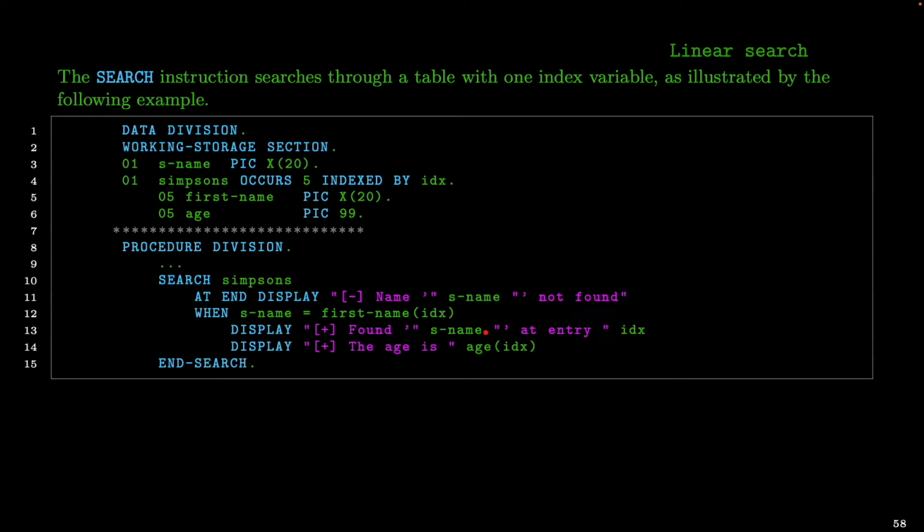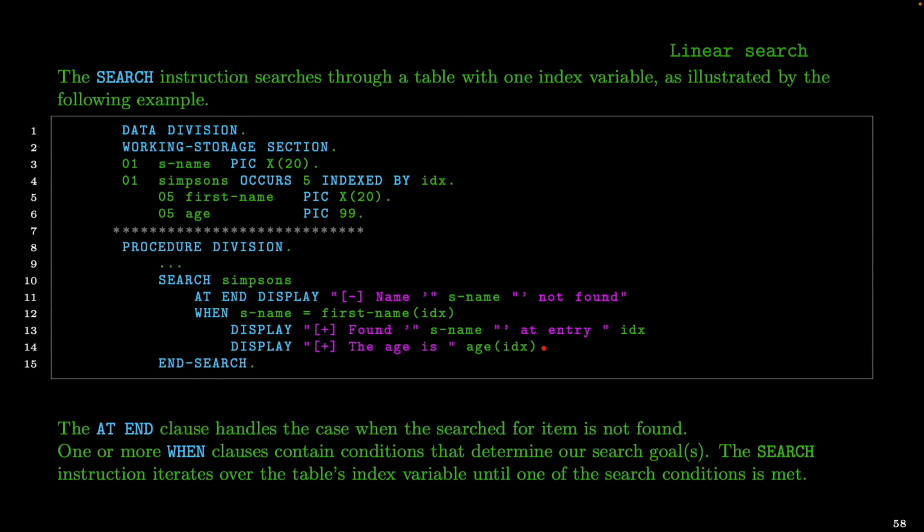So in this case, we just print the name, the position at which we found it, and then also, why not, the age of the Simpson character at this index. And as I said, the at end clause handles the case when the search for item is not found. And we can use more than one when clause in this search. So we could formulate different search goals that all have to be checked. And if one of these conditions is met, then the search ends.